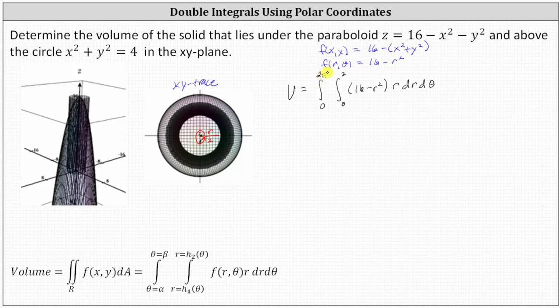Let's go ahead and distribute the factor of r in the integrand. Distributing r, we have 16r minus r cubed. Now we integrate with respect to r. Integrating 16r, we have 16 times r squared divided by 2, which simplifies to 8r squared, and then minus, integrating r cubed, we have r to the 4th divided by 4, or 1/4 r to the 4th. And now we determine big F of 2 minus big F of 0.